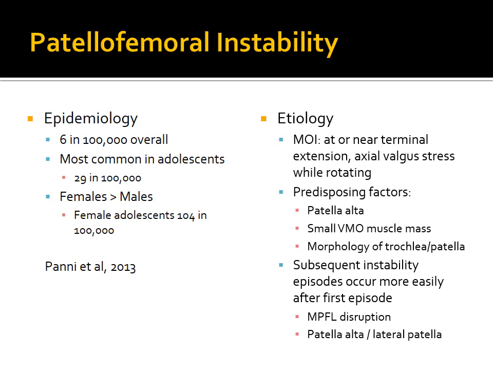So as we mentioned in the previous slide, predisposing factors include patella alta, a small VMO muscle mass, and a flattened shape of the trochlea and/or patella, which provides less static restraint to this joint. After the first instability episode, the likelihood of future dislocation is increased if the medial restraints, which we kind of refer to collectively, it can be the MPFL, which is the medial patellofemoral ligament, or the medial retinaculum, has been torn or stretched to the point where it can't effectively tether the patella and restrain against lateral movement.